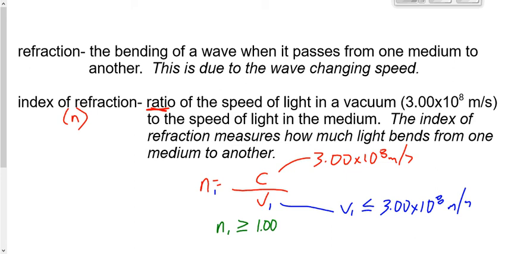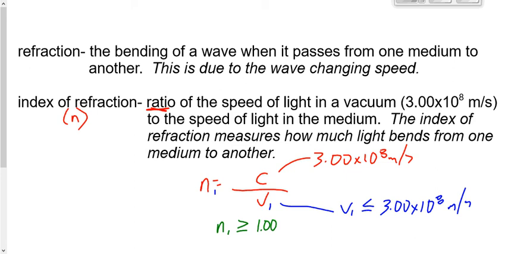The index of refraction of water is about 1.3. Light bends more in water than it does in air. For glass, it's about 1.5. It bends more in glass than it does in air. For diamond, it's about 2.4. Light bends way more in diamond than it does in glass, and that's why diamond sparkles so much compared to glass, because it has such a high index of refraction.